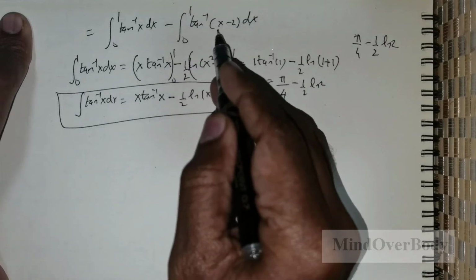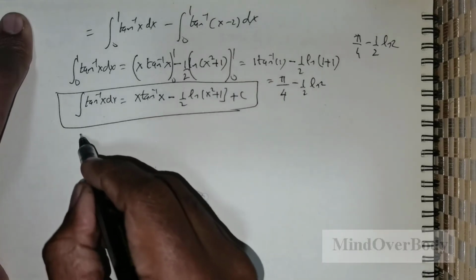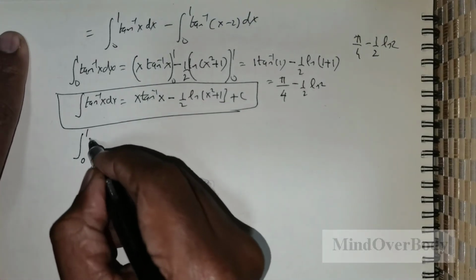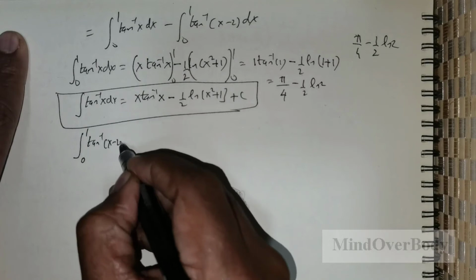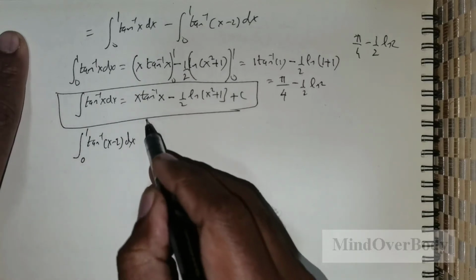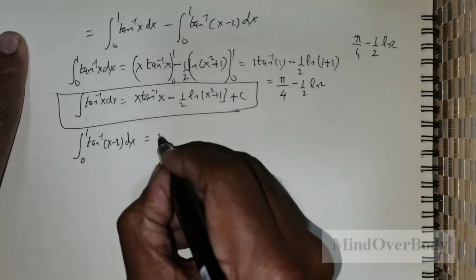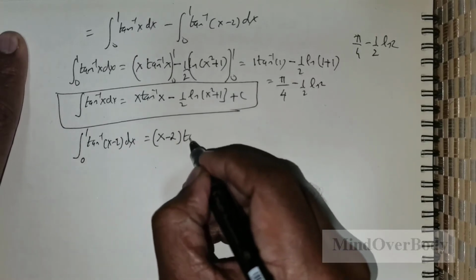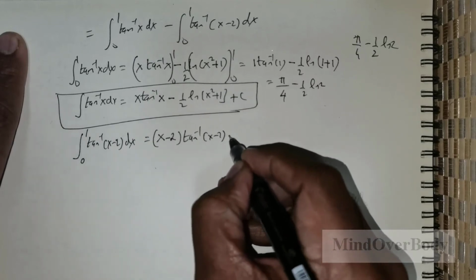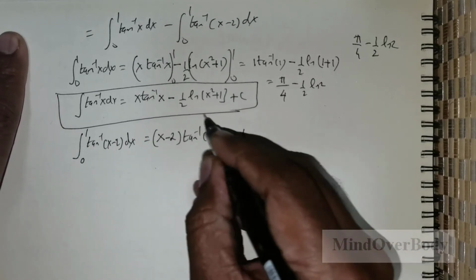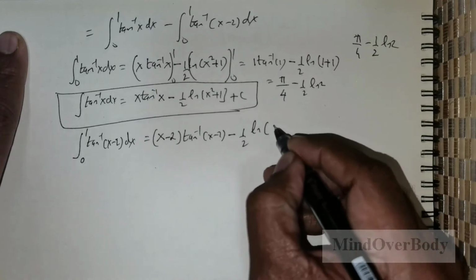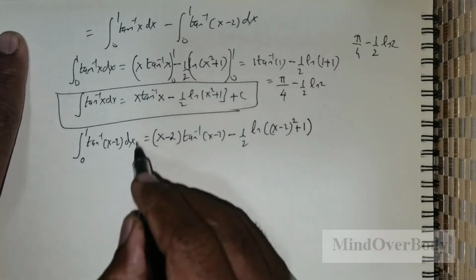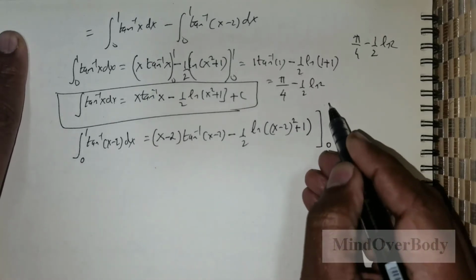Now to integrate the second part, there are many ways to integrate this, but I would just use the formula for the sake of lucidity. So the integral from 0 to 1 of tan inverse of x minus 2 dx. Now in the place of x, I've got x minus 2. So just substitute that x minus 2 into the formula. So it's going to be x minus 2 times tan inverse of x minus 2 minus 1 over 2 times ln of x minus 2 raised to the power 2 plus 1. So this is what you have got. Of course, you have to substitute the limits 0 to 1.